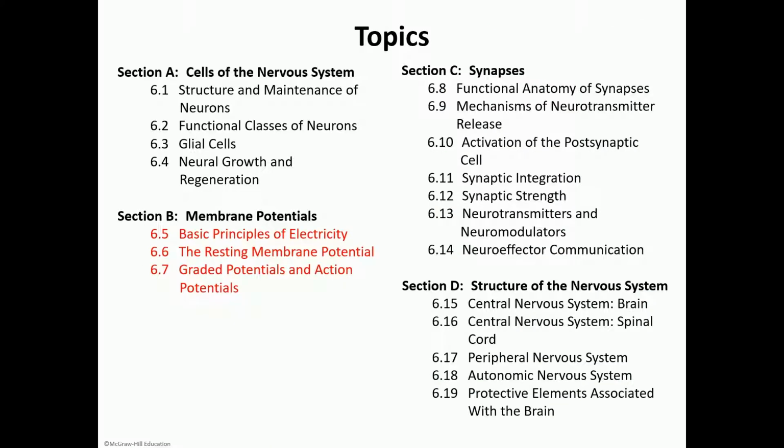In this part of the chapter, we'll be talking about the electrical changes that happen to the nerve. First we'll talk about what is going on with the nerve at rest, and that is known as your resting membrane potential. Then we'll talk about if that nerve is stimulated, it could go through a graded potential followed by an action potential. So we'll talk about all of these changes in this section of the chapter.